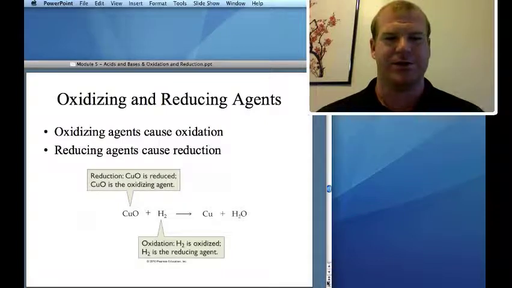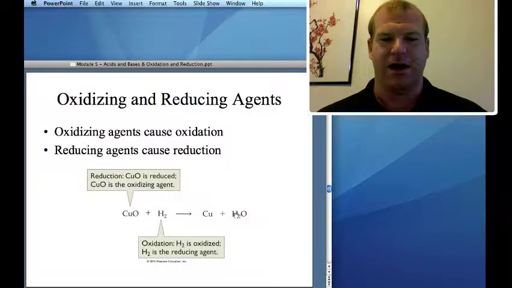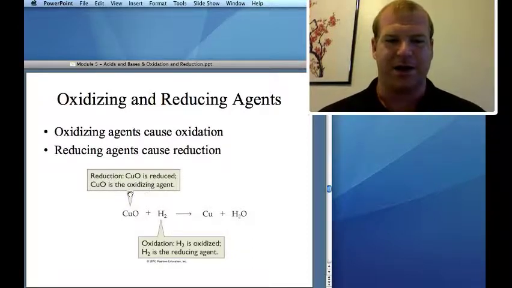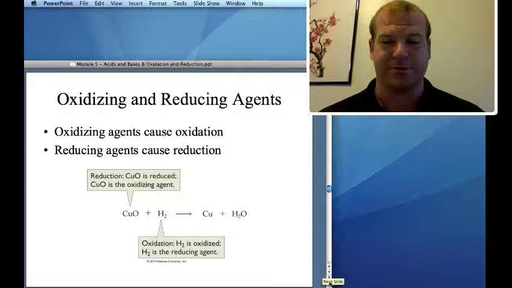And here's a picture of it. Copper oxide. Copper is losing oxygen. So remember, losing oxygen is reduction, and hydrogen is gaining oxygen, which is oxidation. So copper oxide is reduced. It's the oxidizing agent. Hydrogen is oxidized, it's the reducing agent.